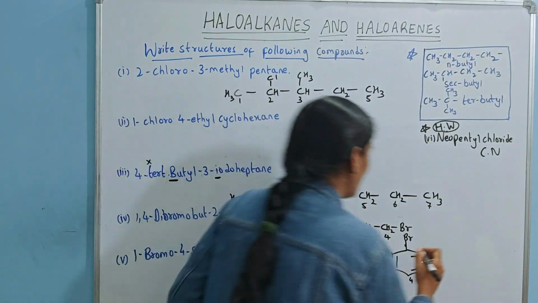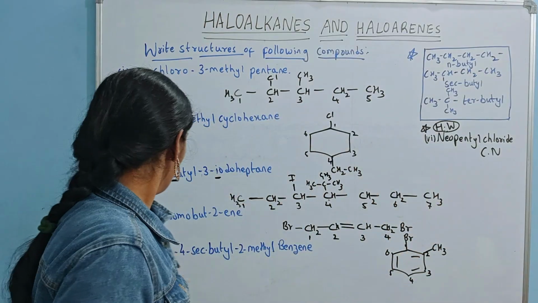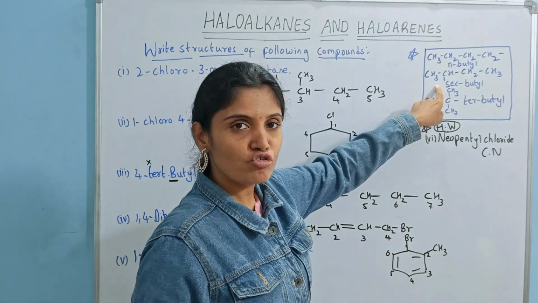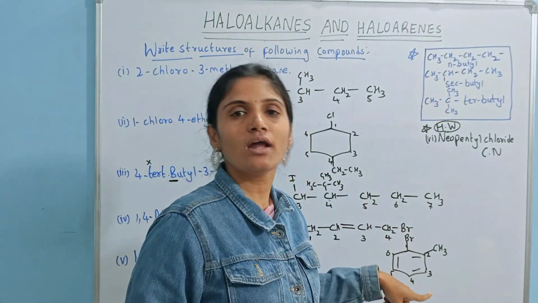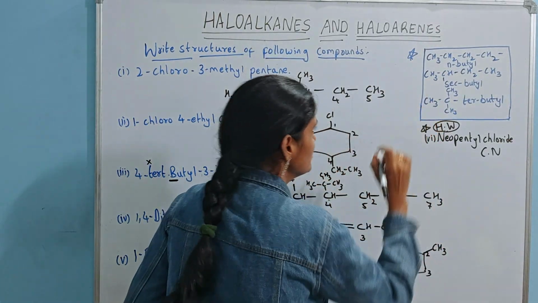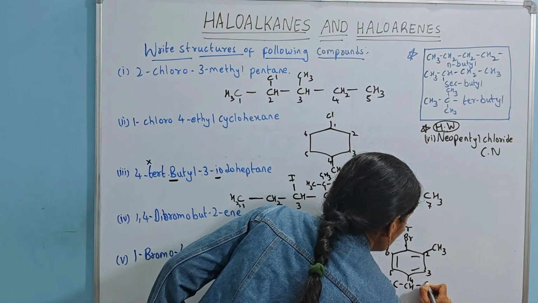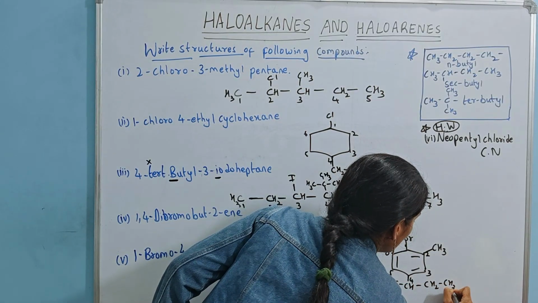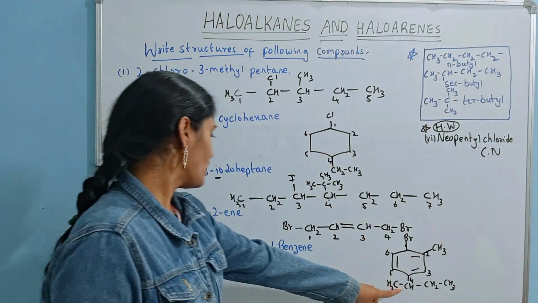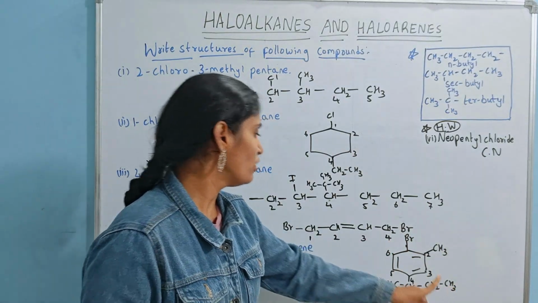I'll first write 2-methyl here, because after 1 I have 2 here. 1-bromo, 2-methyl. Now let me put 4-secondary butyl. How to write secondary butyl I have already shown you, because I am attaching it through the secondary carbon. So here I will write my secondary butyl: CH, this side I will get my CH3, this side I will get my CH3. This is my butyl group attached through a secondary carbon. So this is my secondary butyl. So the name is 1-bromo, 2-methyl, 4-secondary butyl.